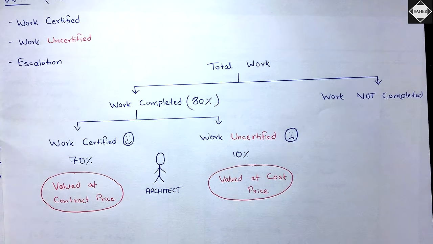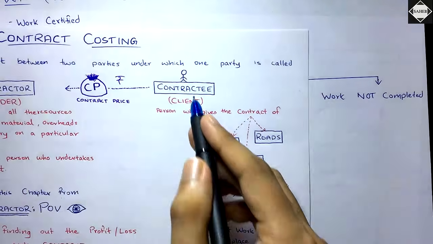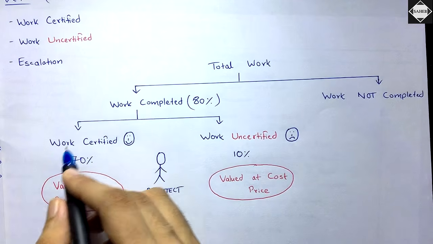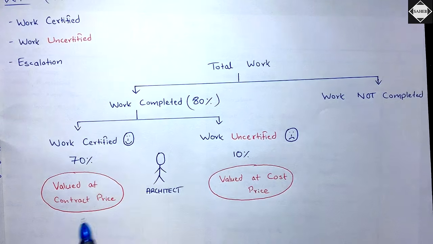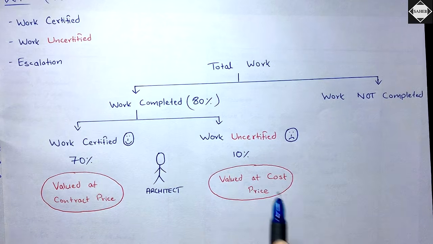So now if Mr. Architect has given approval of 70%, that means what? That means Mr. Contractee has also given approval, isn't it? So this is as good as sales. This is as good as sales, and we have to value this at contract price, yeah, at the sales price. And the remaining, whatever that is uncertified, work uncertified, this 10%, it has to be valued at cost price.